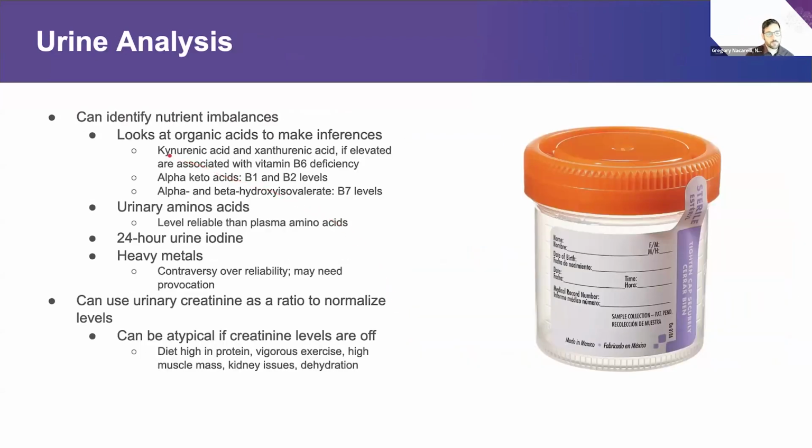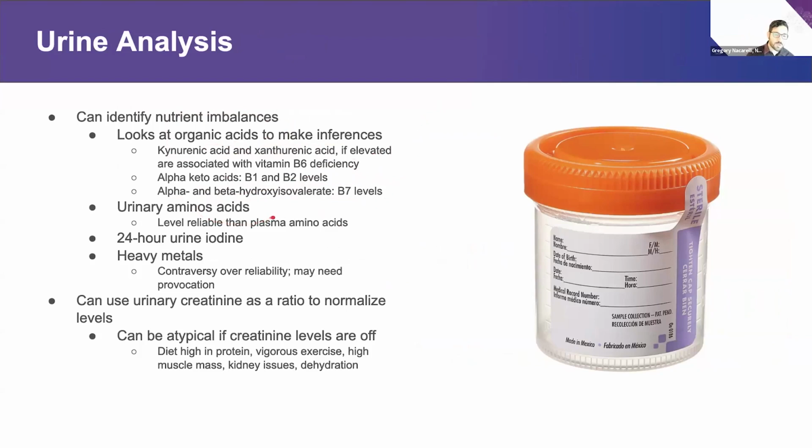Urine analysis. This can identify nutrient imbalances, especially if you're looking at organic acids. Like I mentioned, kynurenic acid and xanthurenic acid, if elevated, are associated with B6 deficiency, alpha keto acids are associated with B1 and B2 levels, and alpha and beta hydroxyisovalerate are associated with B7 levels.